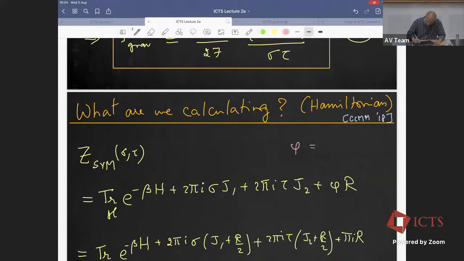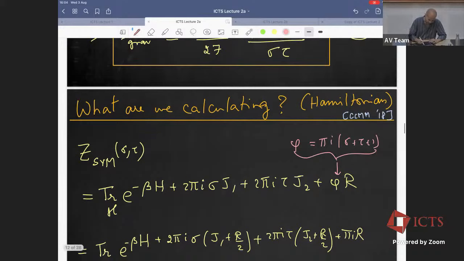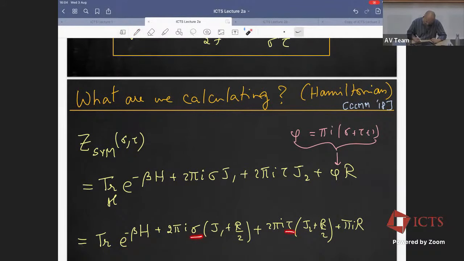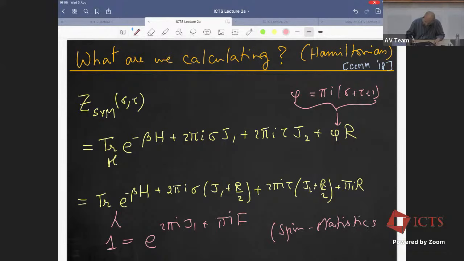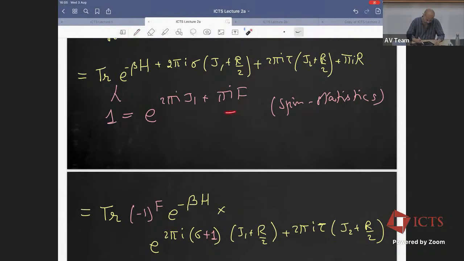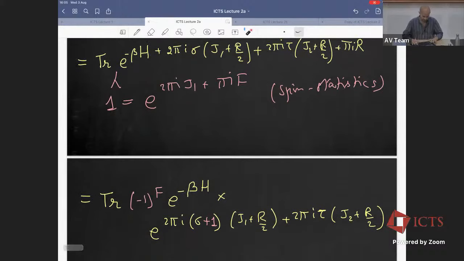Now, remember that phi had a constraint. Phi was determined in terms of the other two as such. So you plug that in and get this expression. You still have e to the minus beta H, but now sigma and tau times J1 plus R by 2 and J2 plus R by 2, and then you have pi i R. Then you insert, by the spin-statistics relation, e to the 2 pi i J1 plus pi i F, which holds for any state in the field theory. Now you get a (-1)^F, then e to the 2 pi i J1 and e to the pi i R combine into this expression, and all that happens is that sigma gets shifted by one.